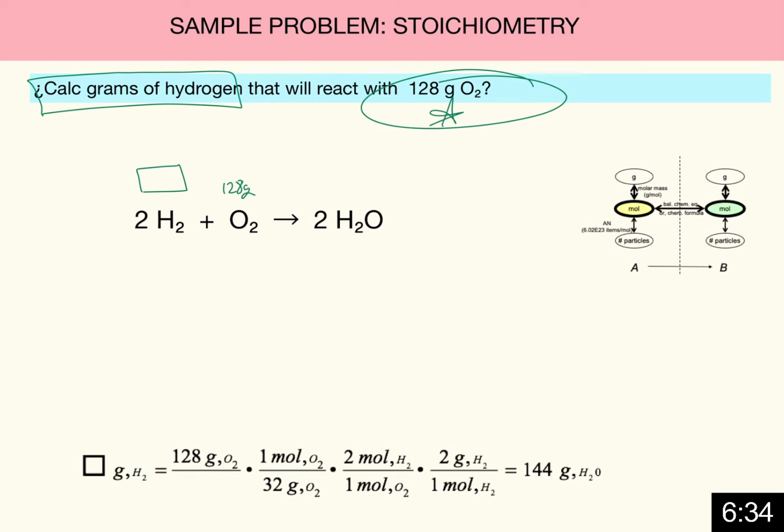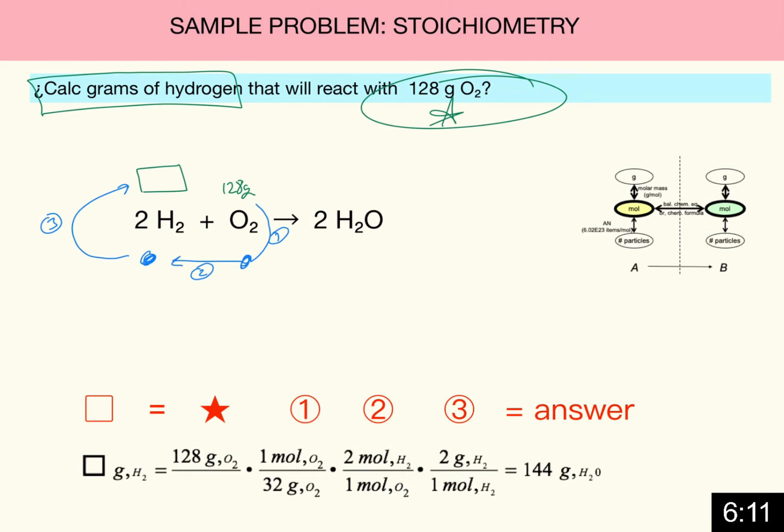So how do I get there? Well, I can see I've got to do several conversion factors. I have to go from grams of O2 to moles of O2. From moles of O2 to moles of H2, that's going to require another conversion factor. And from moles of H2 to grams of H2, and I will have arrived there. No problem. Let's just use our standard equation.